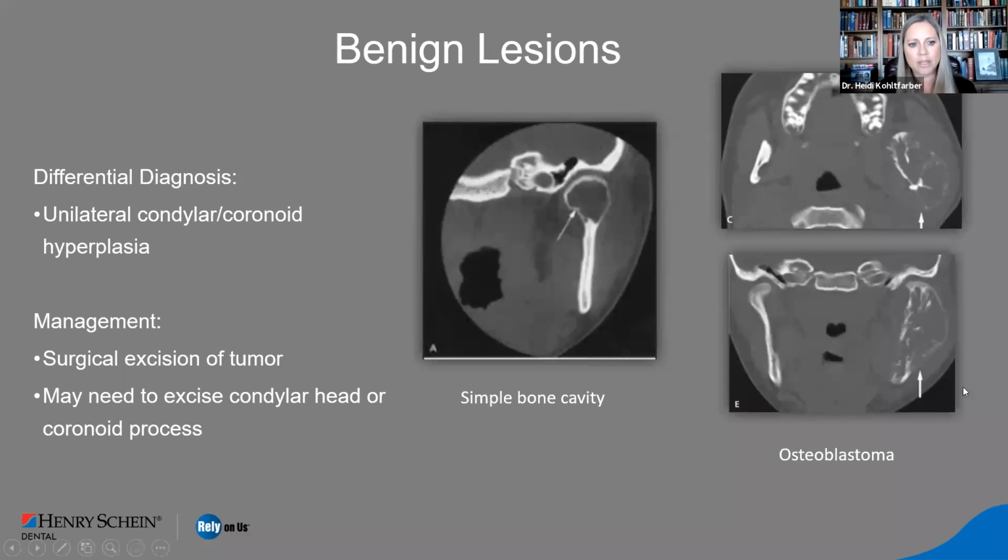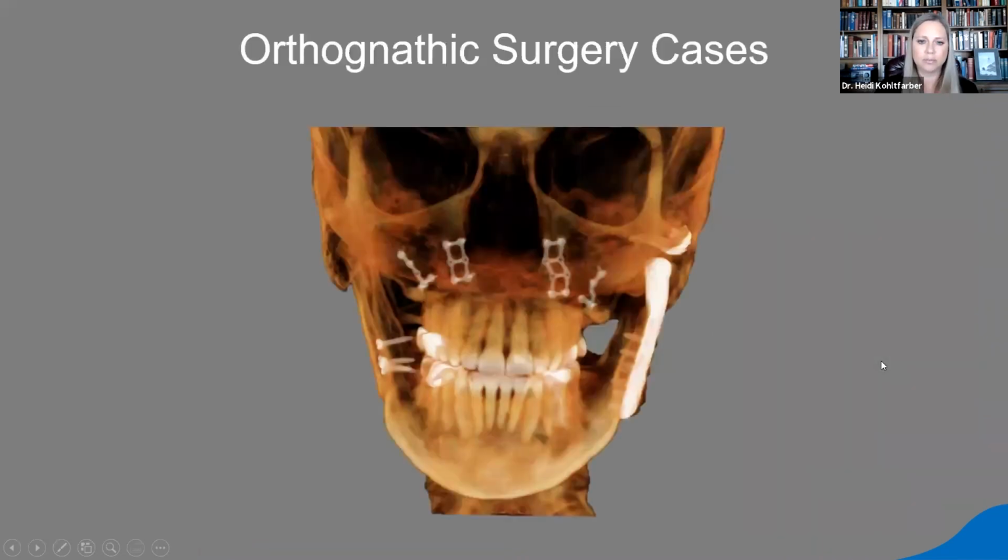Typically it's going to be unilateral. And we can also have enlargement of our coronoid processes as well. Something like this needs to go on for additional imaging and removal. Right. And where do these cases lead? They can lead to orthognathic surgery cases where the entire condylar head has to be removed and replaced with a titanium implant.